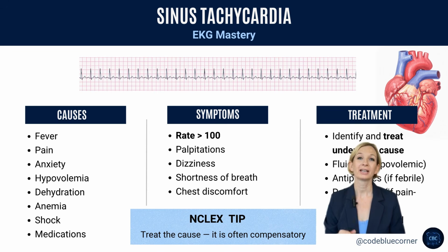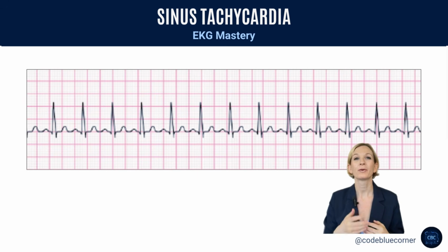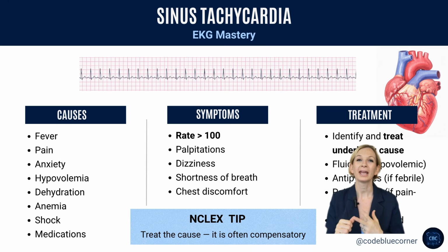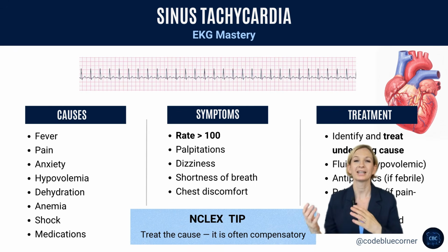Sinus tachycardia is normal sinus rhythm, just faster. You see a P before every QRS, but the rate is going to be above 100. This is often happening because the body is compensating. So think fever, dehydration, pain, anxiety, bleeding, shock. These could all cause sinus tachycardia.